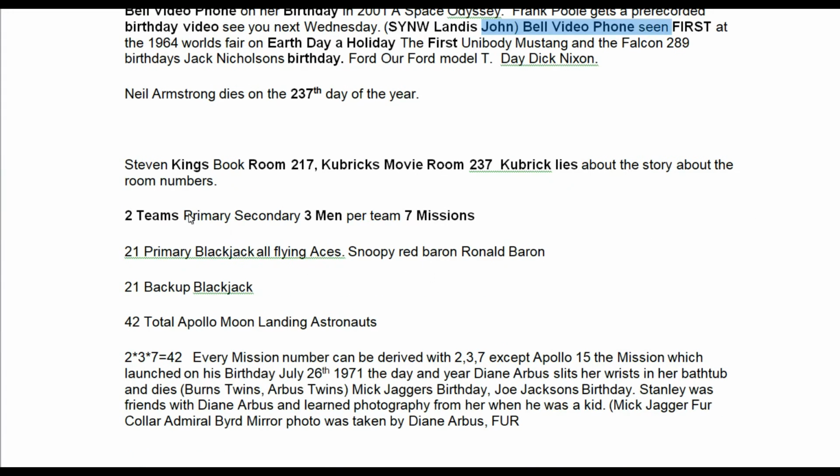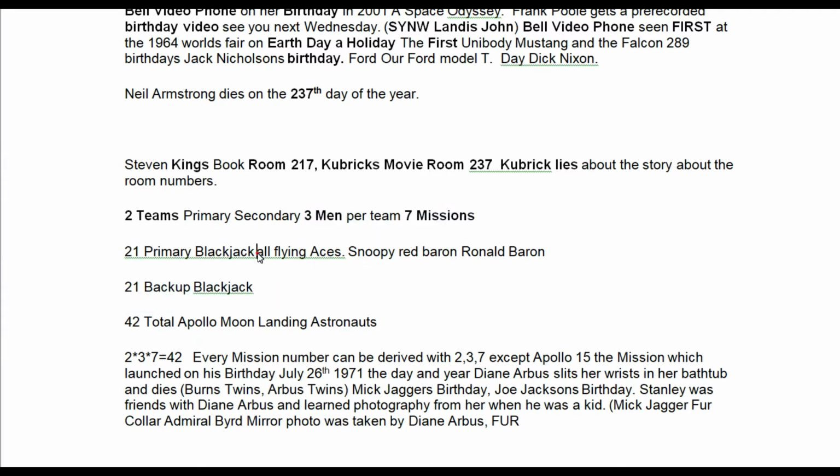So it turns out these three digits were not selected randomly, and I'll explain why. It's 2 teams, primary and secondary, 3 men per team for 7 missions. This is Apollo 11 through 17. If you take 3 men and the 7 missions, 7 times 3 is 21. So there's 21 astronauts in the primary team. And 3 times 7 for the secondary team is 21 astronauts for the backup team.